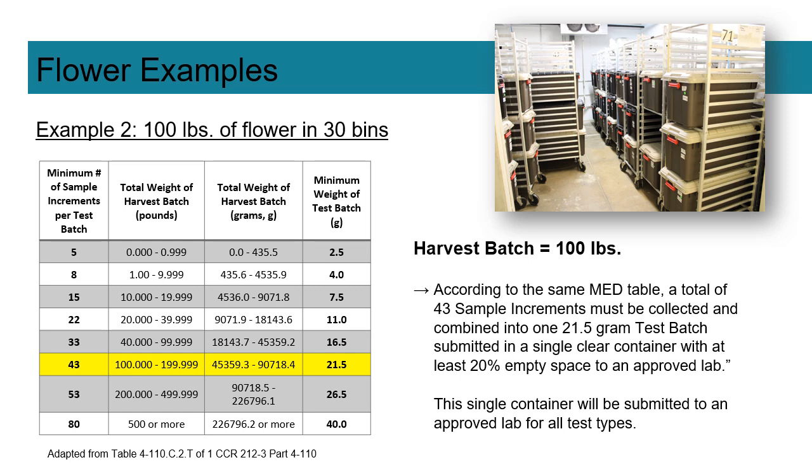Example 2, 100 pounds of flour in 30 bins. In this case, your harvest batch size is 100 pounds. According to the same MED table, a total of 43 sample increments must be collected from the batch and combined into one 21.5 gram test batch container. Again, this single container will be submitted to an approved lab for all test types.